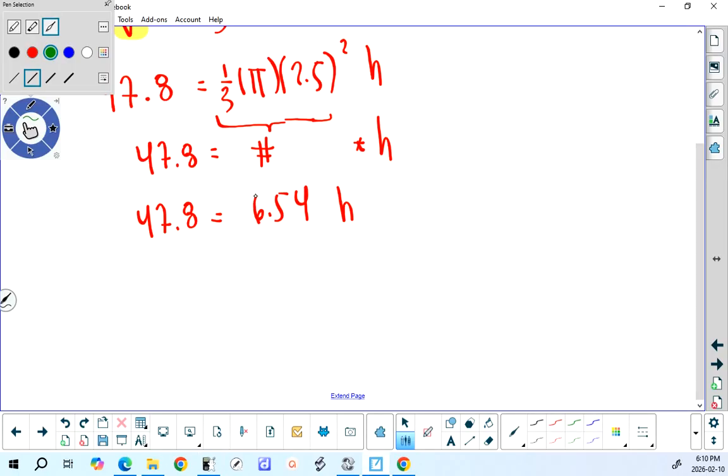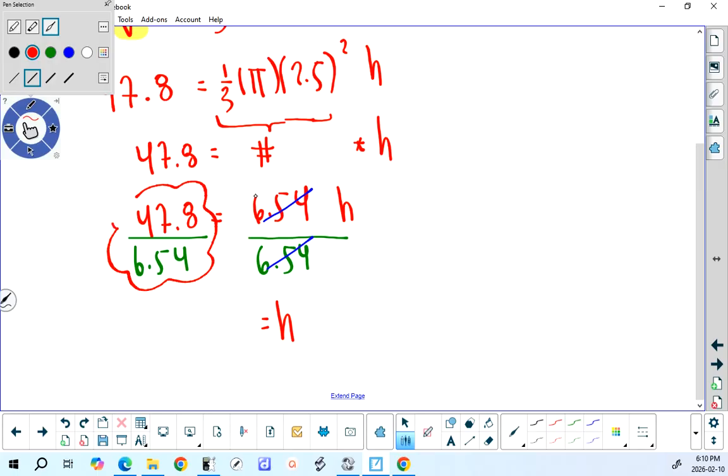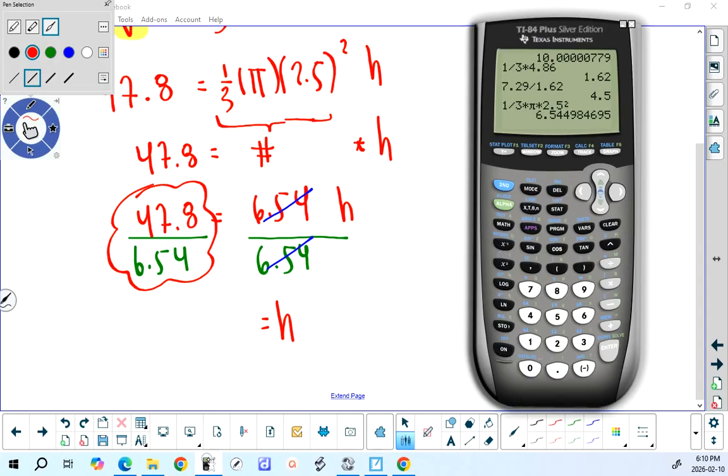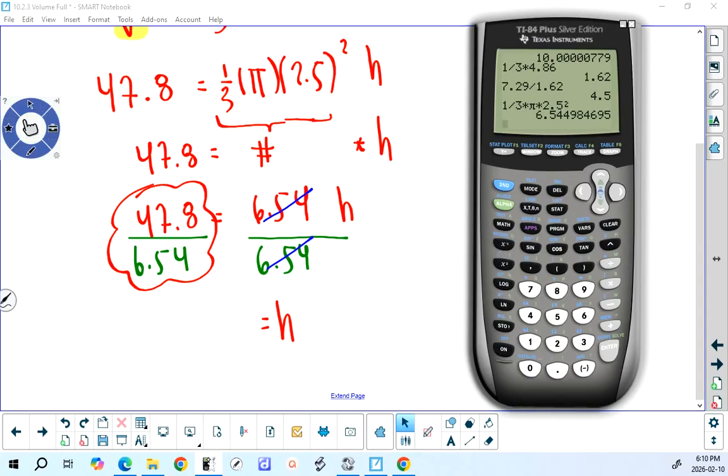Which means we have to divide both sides by 6.54. Of course, canceling the 6.54 and being left with h is equal to, well, whatever this is. 47.8 divided by my answer, about 7.3.